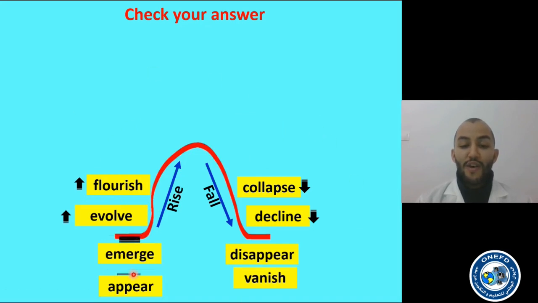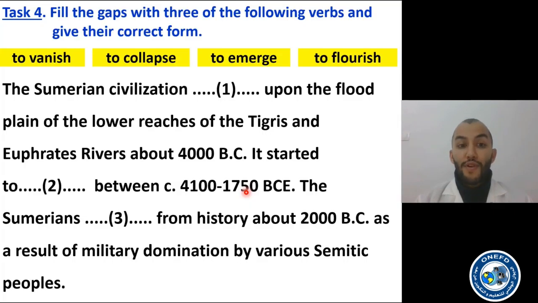Okay, I hope these arrows help. Like emerge, you can see that they are just appearing. Okay, flourish, they are flourishing, they are blooming, they are developing and evolving. Okay, and collapse, yeah, falling. Okay, all right, so let's see the next activity. Task number 4.